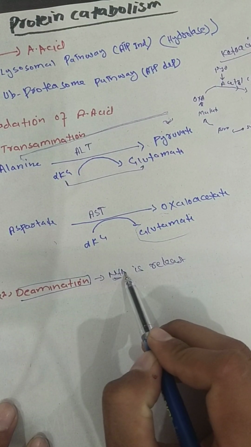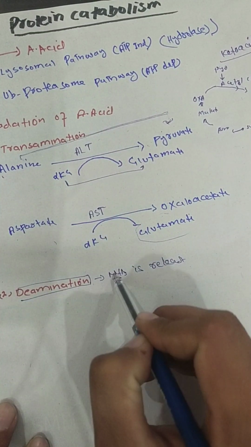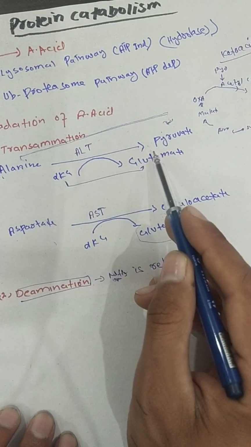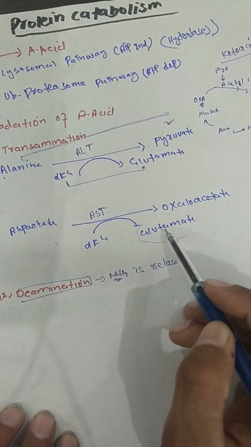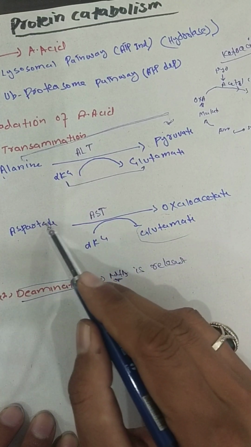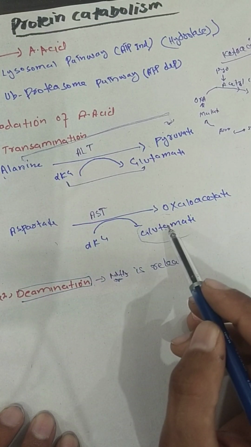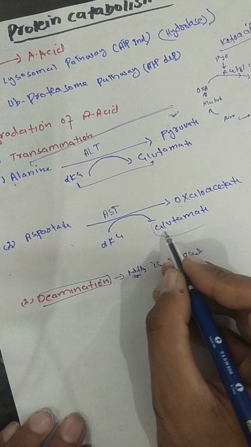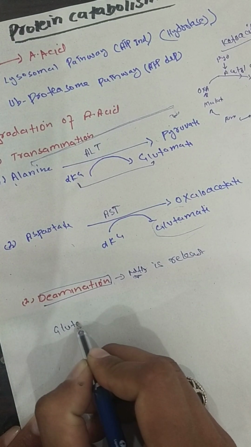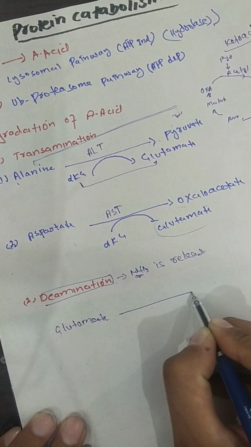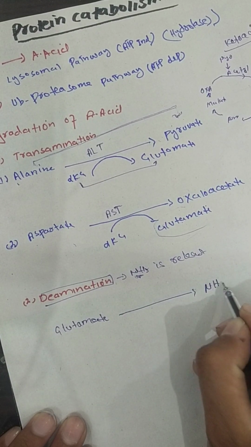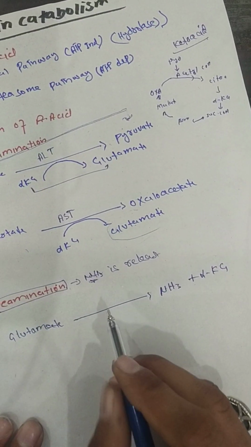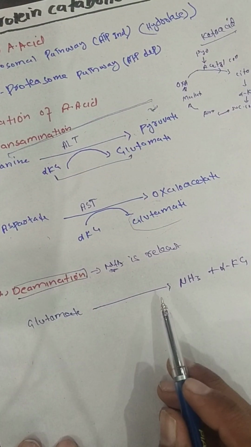Aspartate does not directly release NH3. Alanine does not directly release NH3. So we first want to convert these amino acids into glutamate, so that their NH3 becomes part of glutamate. When we get glutamate from transamination, this glutamate is converted into NH3, but at the same time it forms alpha ketoglutarate.